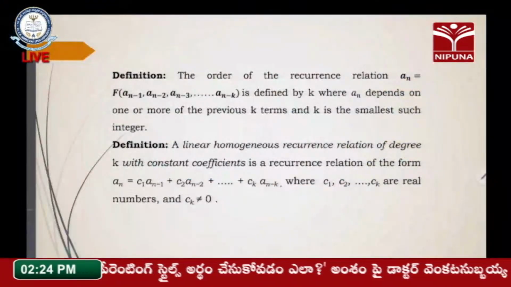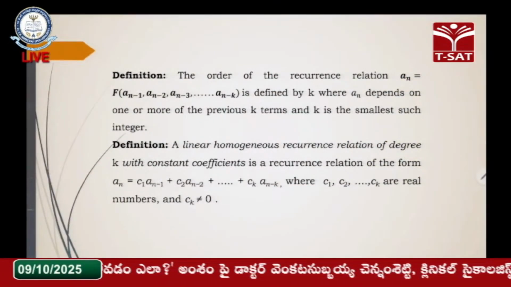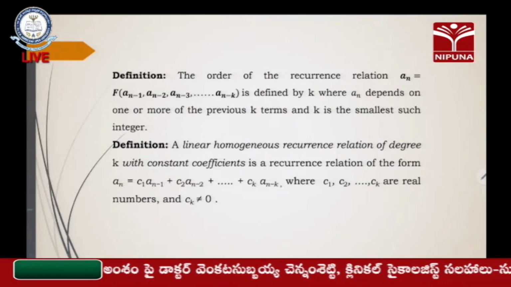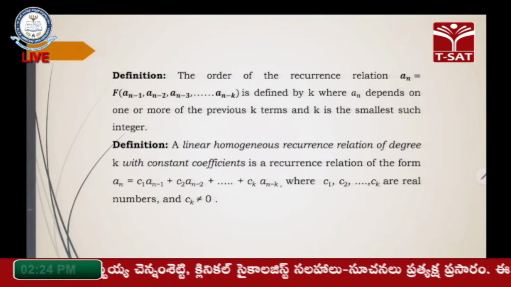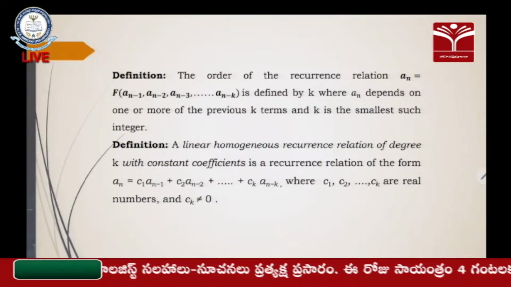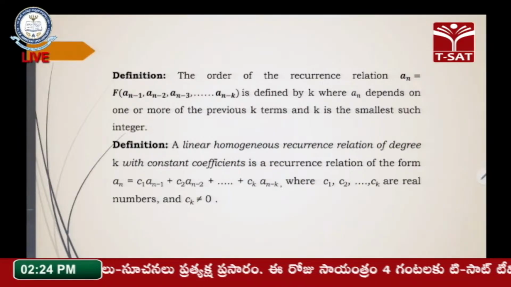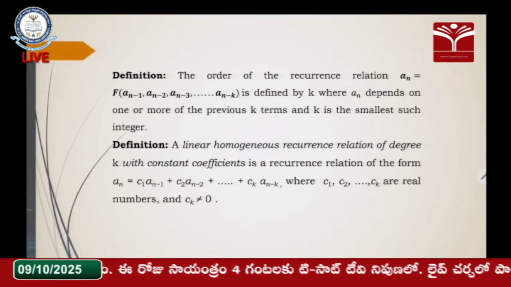A linear homogeneous recurrence relation of degree k with constant coefficients is a recurrence relation of the form a_n equals c1 times a_(n-1) plus c2 times a_(n-2) plus and so on, c_k times a_(n-k), where c1, c2, etc. are real numbers and c_k is not equal to 0. So, if it is of degree k, the kth term coefficient should not be equal to 0.